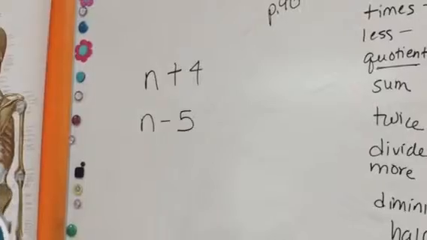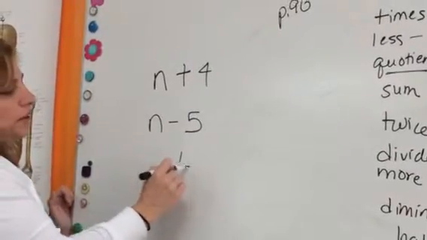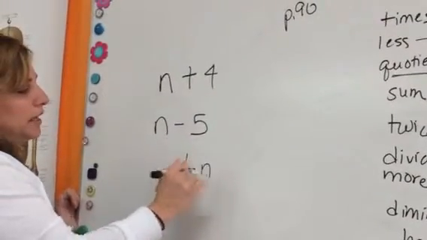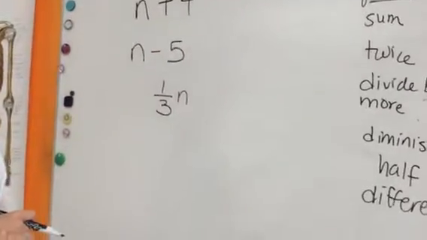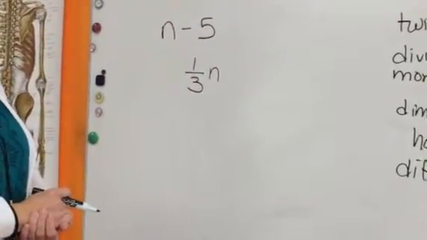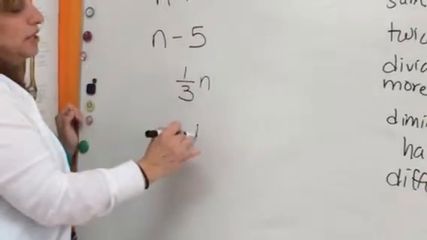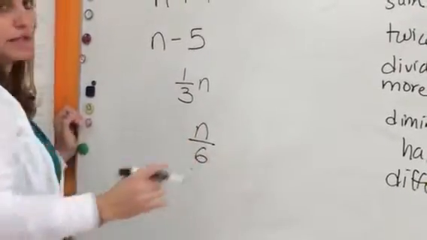One third of a number. So we're going to do 1/3 and we're going to call the number n. We use n because n stands for number. You can use x or whatever you want. A number divided by 6. So take your n and divide it by 6.